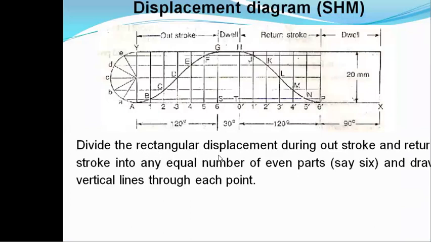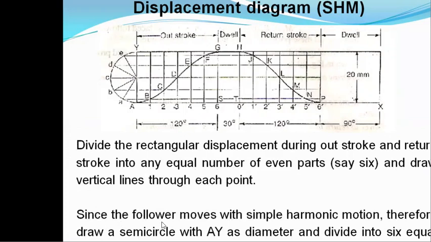Divide the angular displacement during outstroke and return stroke into any equal number of even parts, say 6, and draw vertical lines through each point. Since the follower moves with simple harmonic motion, therefore draw a semicircle with AY as diameter and divide it into 6 equal parts as we did in the outstroke and return stroke.